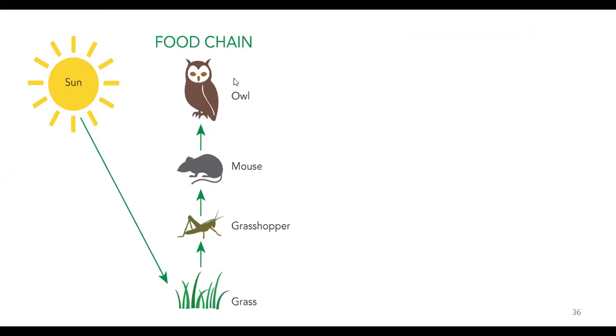Then tell me, what is the special name given to the process by which the plants are producing food by using sunlight energy? A special name is given.